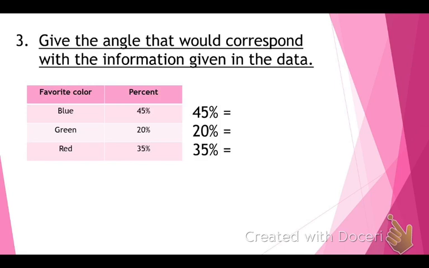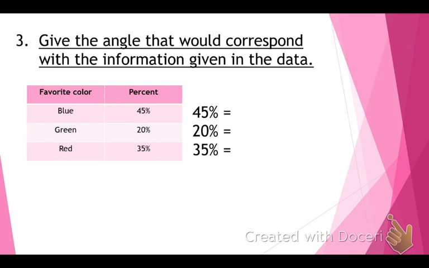This problem is asking us to give the angle that would correspond with the information given in the data. Here at the table, we see that 45% thought that blue was their favorite color, 20% of the people thought green was their favorite color, and 35% said that red was their favorite color. So we have to do this. We have a formula that we've used for P times of equals is. But before we even go into that, does anyone remember how many degrees a circle has?